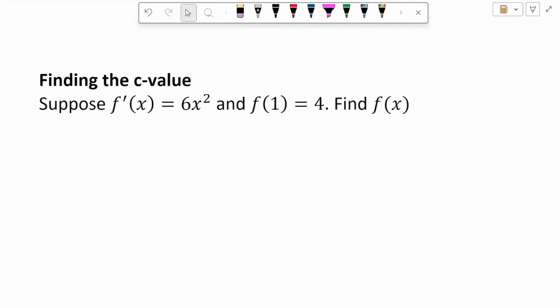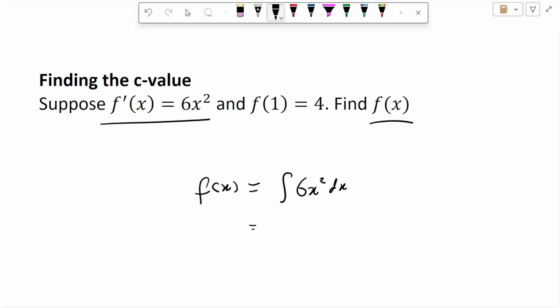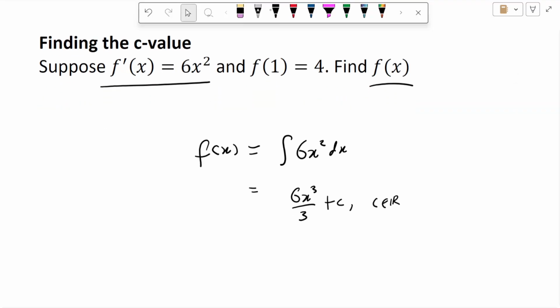So it turns out you can sometimes find the c value. So that is the derivative of f. So f of x should equal the integral of 6x squared. And we can work out what that is. It's 6x cubed over 3. And then that's just 2x cubed plus c. So that is the function itself.